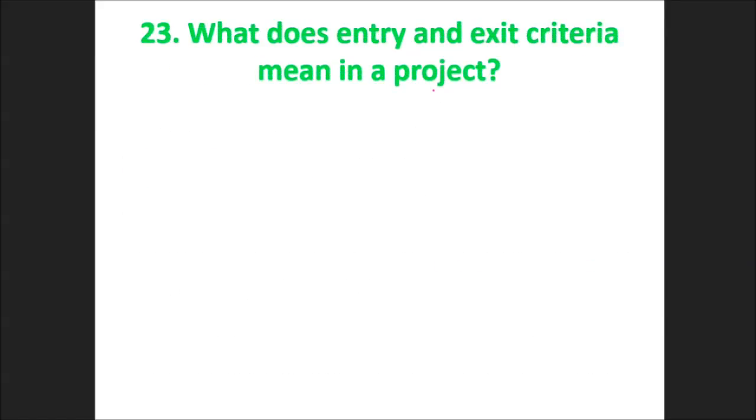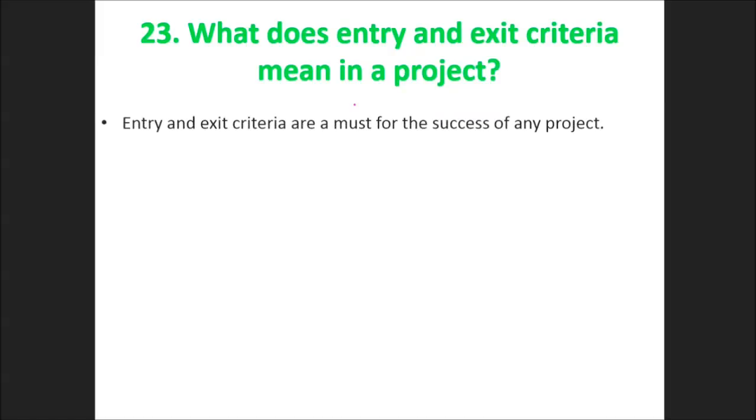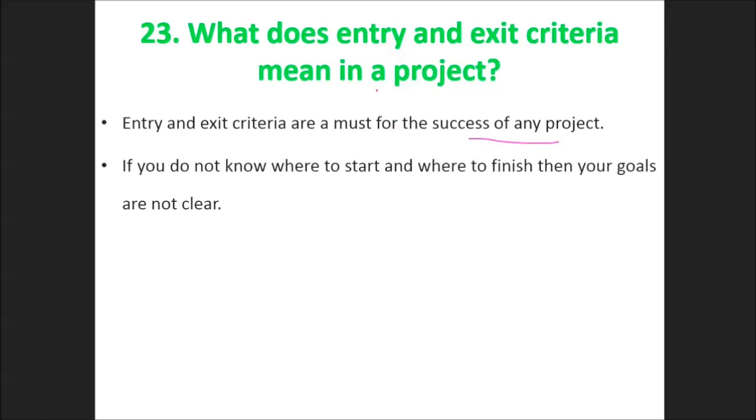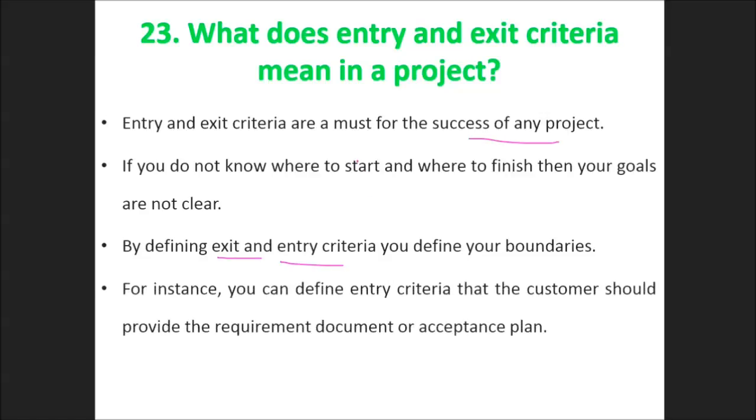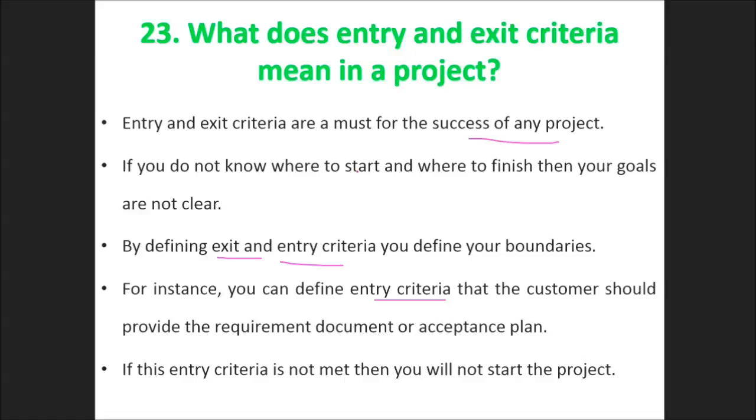Now the other question may be, what do entry and exit criteria mean in a project? Entry and exit criteria are a must for the success of any project. That means if you do not know where to start and where to finish, then your goals are not clear. By defining entry and exit criteria, you define your boundaries. For example, you can define an entry criterion that the customer should provide the requirement document or acceptance plan, and if this entry criterion is not met, then you will not start the project.